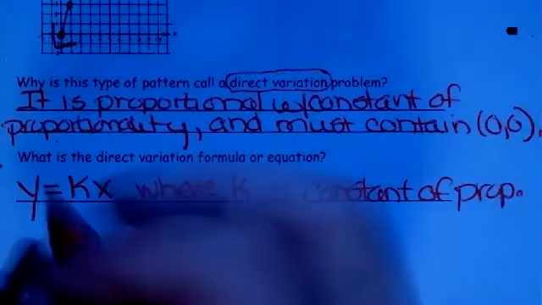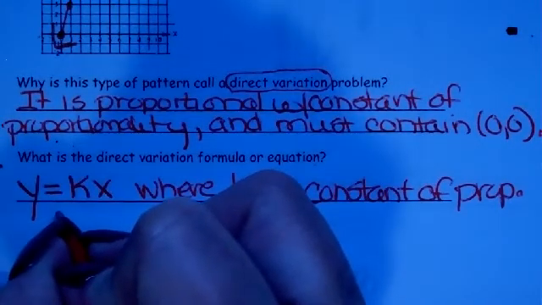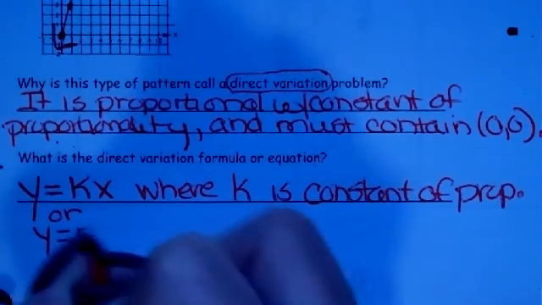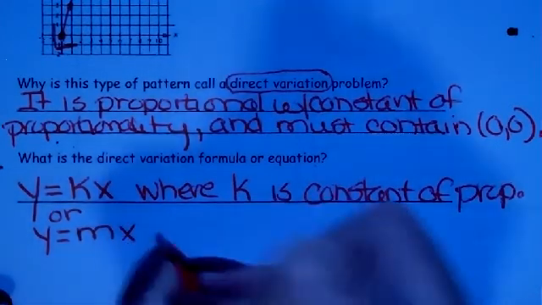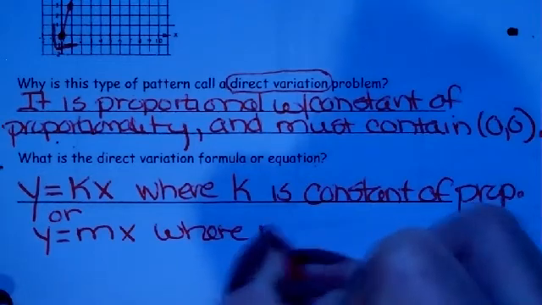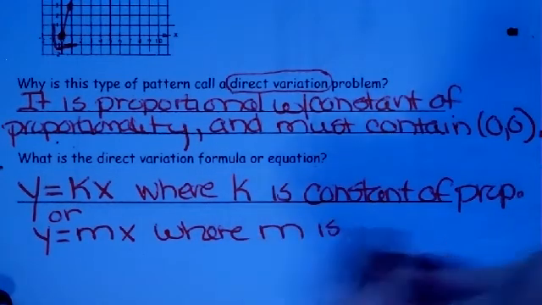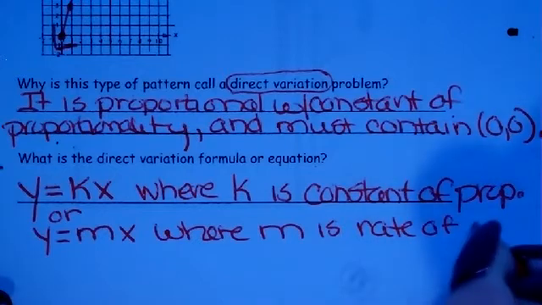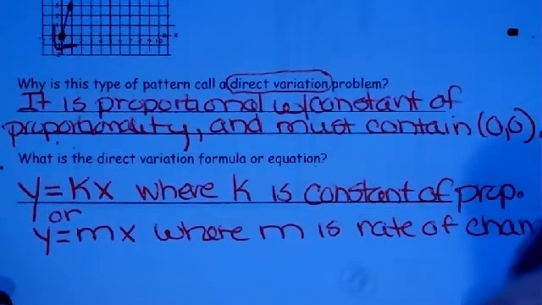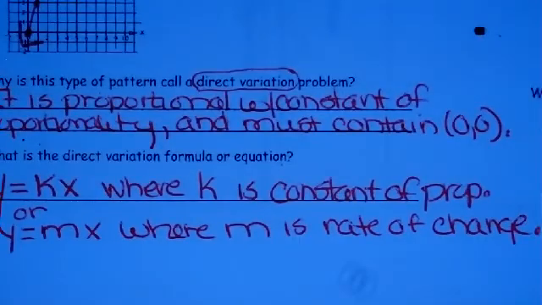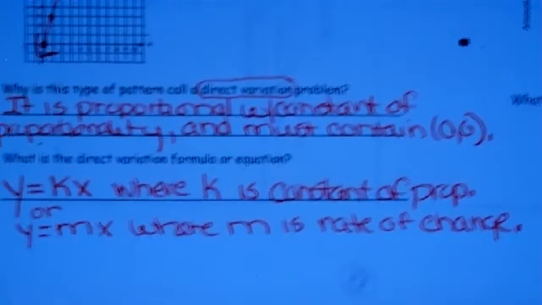But there's also another way to say it. We can say y equals mx, where m is called the rate of change. Now, we talked earlier this year with our recursive pattern that rate is a word we used when we were multiplying.